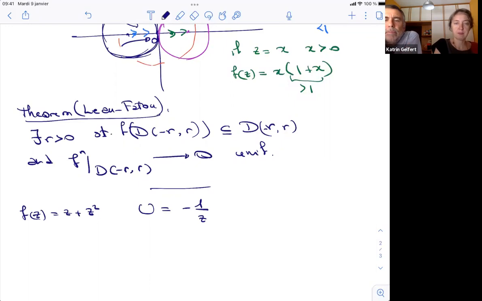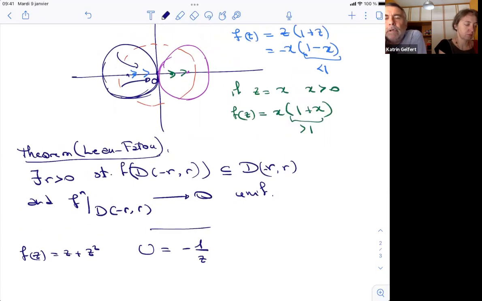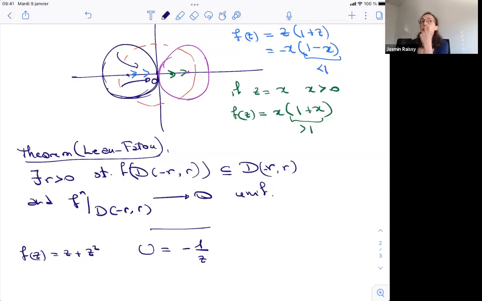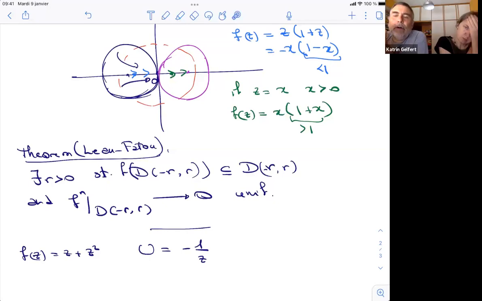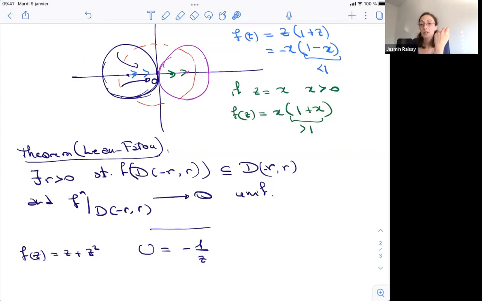Sorry, Jasmin, I have a question before. In the previous example, you have points arbitrarily close to zero whose alpha limit is zero and whose omega limit is zero. That is, when you look at the backward orbit of the point, you go to zero, and the positive orbit of the point accumulates to zero also, or not? The backward orbit accumulates to zero? And the forward, it's a kind of petal. You have a point that, exactly, the limit is exactly.